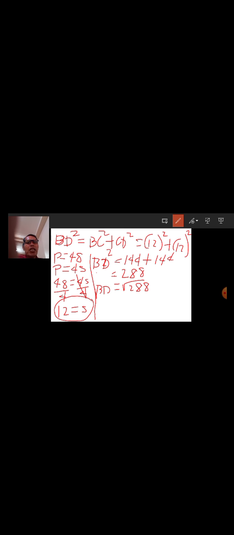So BD must be equal to, get the product of 288, wherein one factor is a perfect square. So what is that perfect square? That is 144 times 2. So you have now BD is equal to, the square root of 144 is 12. So 12 square root of 2. So this is now the length of BD. It is in simplest radical form.